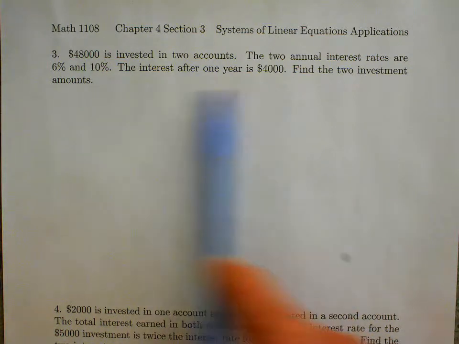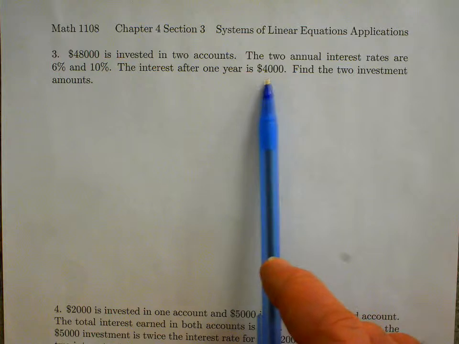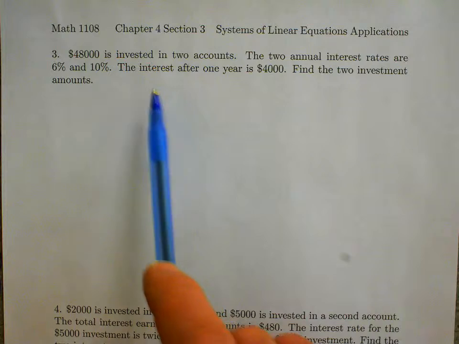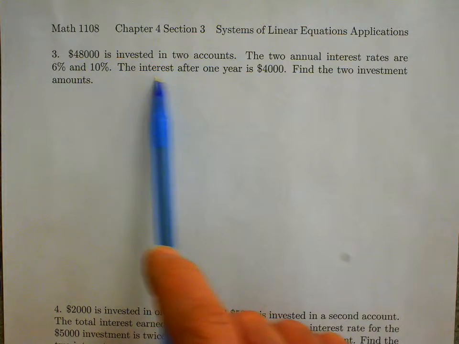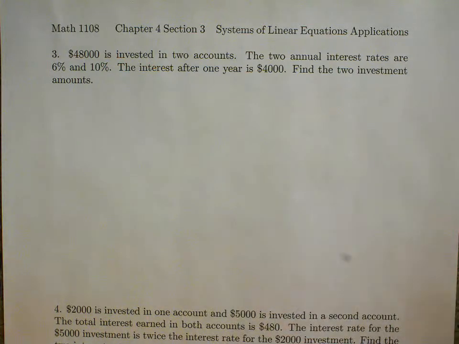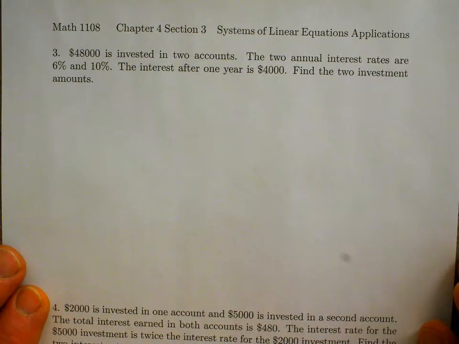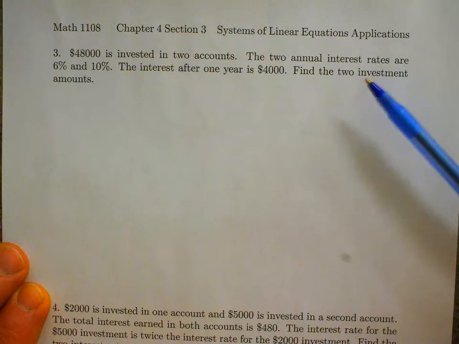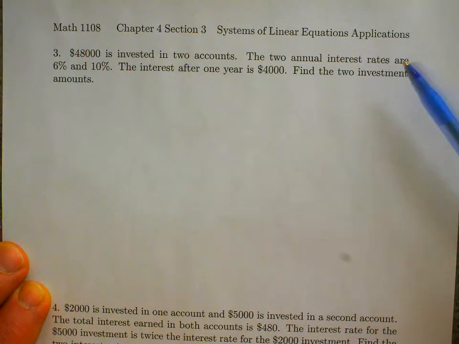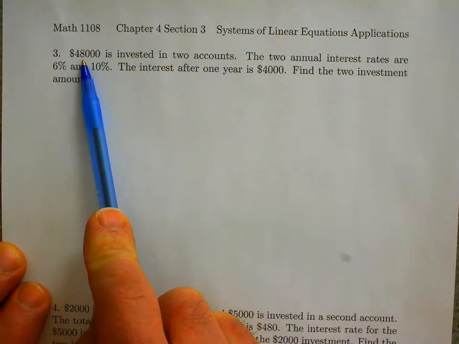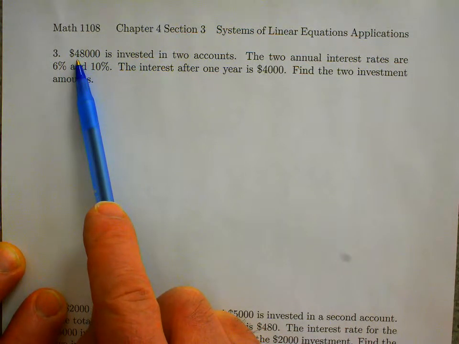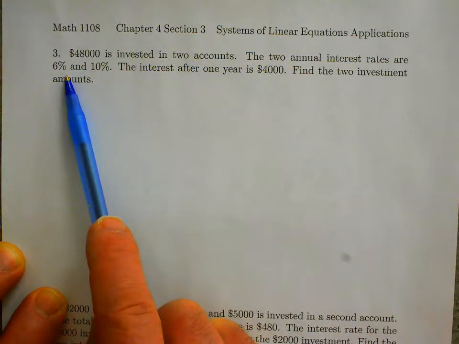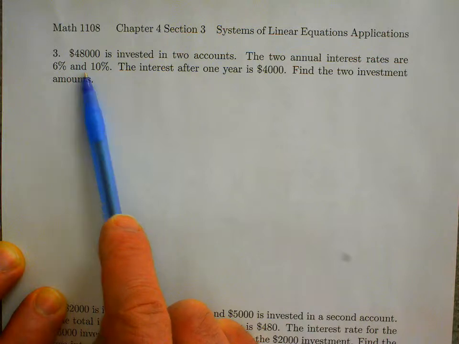Notice the second bit of information is not given the way that it was in the previous problem. So we have to make sure that we catch that difference. And then afterwards, it might be worth the time to go back and look at the wording in problem number 2. Okay, but we're going to start out the same. A total amount of $48,000 is invested in two accounts, and the interest rates are 6% and 10% per year.